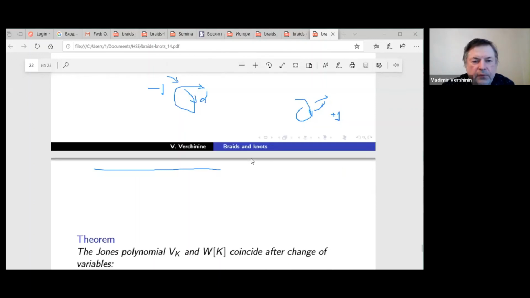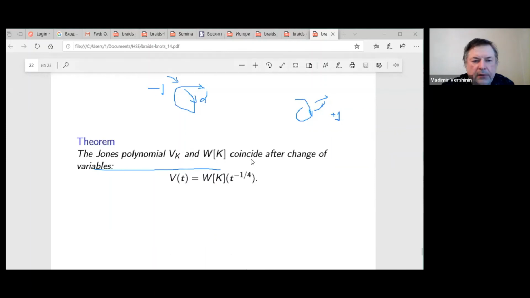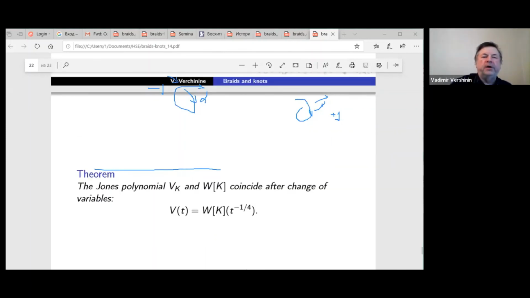And then if you make the following change of variables, the Kauffman bracket has A, and now you substitute T minus 1 over 4, you will get the Jones polynomial. As far as I know, this is the simplest way to prove the invariance of the Jones polynomial under Reidemeister moves.